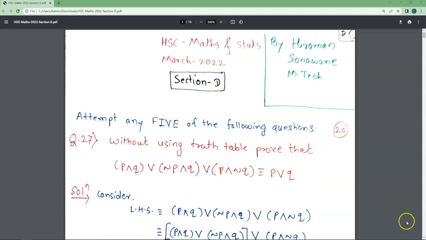Now let's look at what section D is. Section D is of 20 marks. You need to solve any 5 out of 7. This starts on question 27. Let's see how many questions we have here, but you need to only solve 5. Each question is going to be for 4 marks.